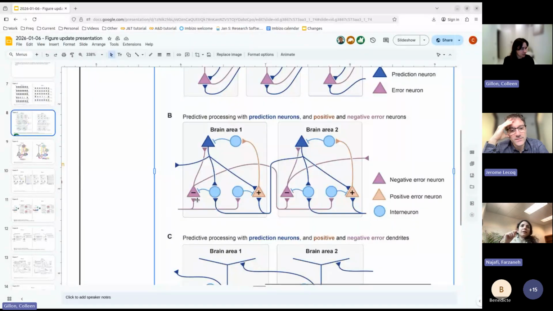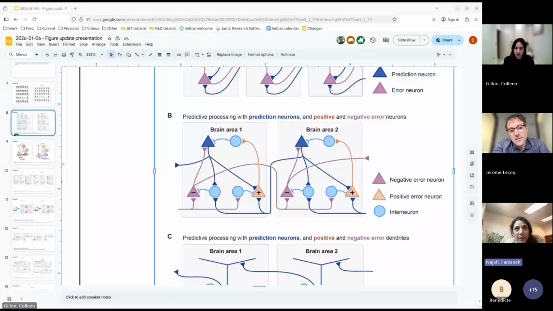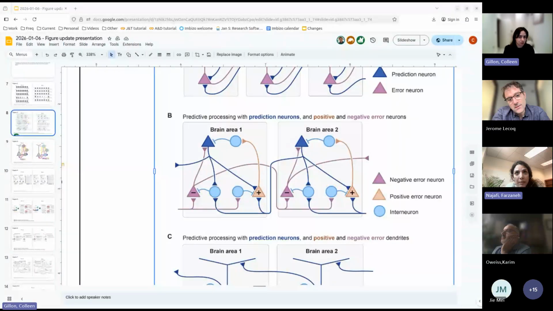It would help. I had this comment on the earlier version too. It would help to write PSE on it. That would really make it easier to follow. And then another question for the positive error. There we are showing that the prediction from brain area 2 as well as the prediction from brain area 1 are going there. So sensory is going through negative. So it's P minus sensory.